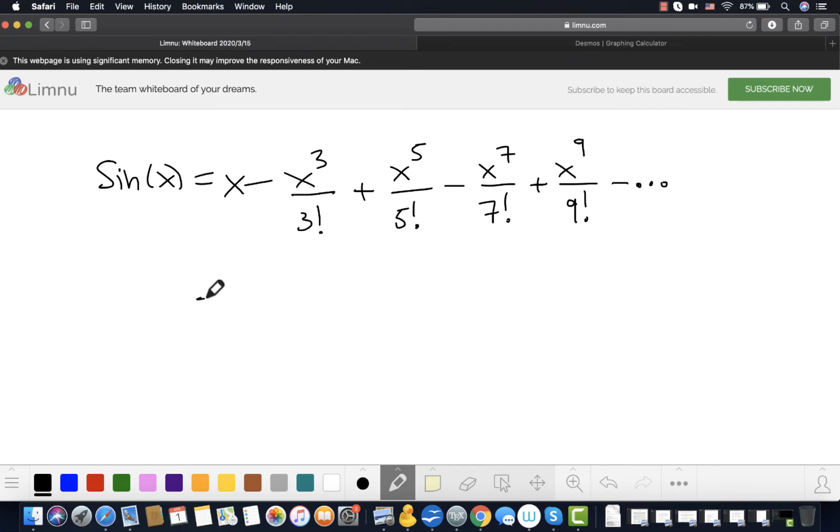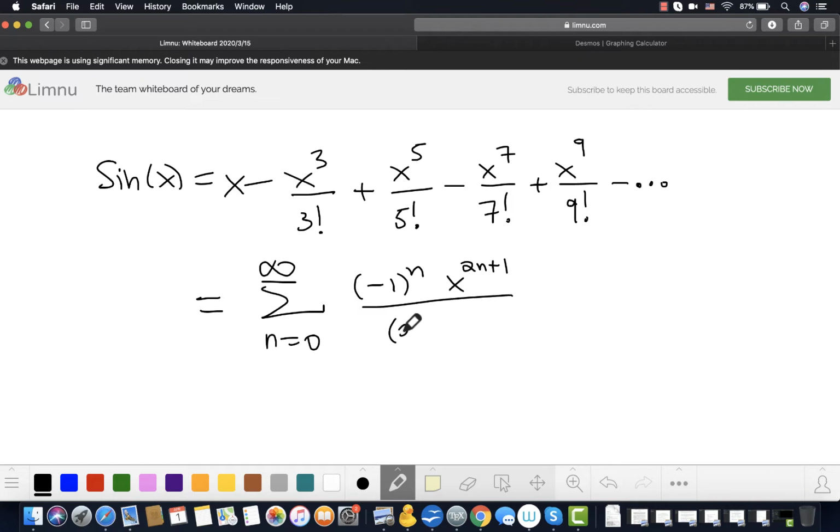And if you like, you can write this in the sigma notation as follows. It's the sum from n equals 0 to infinity of minus 1 to the n times x to the 2n plus 1, divided by 2n plus 1 factorial. Okay, so now let's look at this example closely.